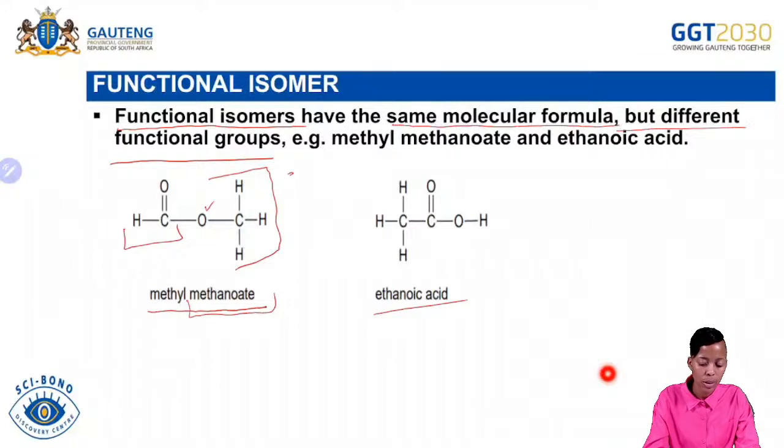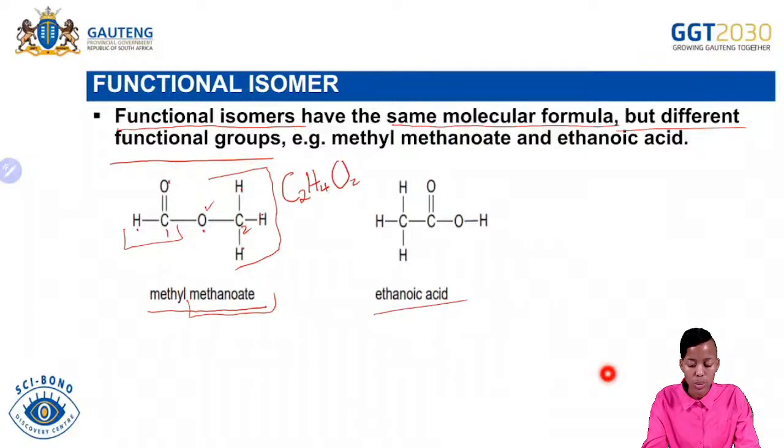So again, you need to check the number of carbons that you have in total. How many carbons do we have? We have 2 carbons. Then the next step is to check the number of hydrogens. It's 1, 2, 3, 4 hydrogens. Then how many oxygens do we have in total? We have 2 oxygens. So our molecular formula is C2H4O2.